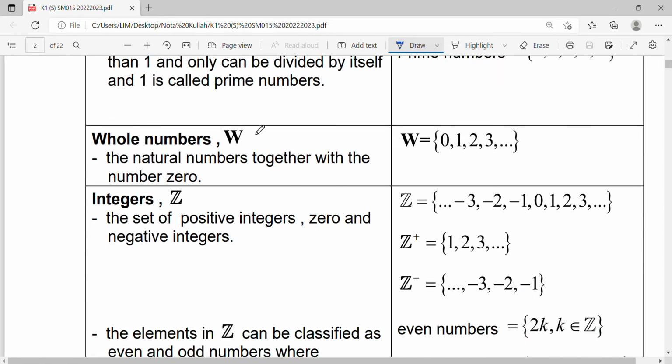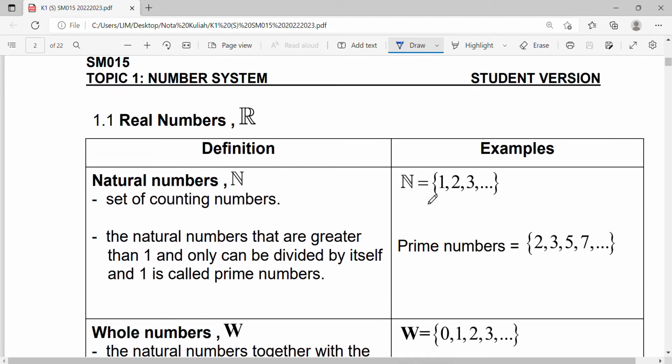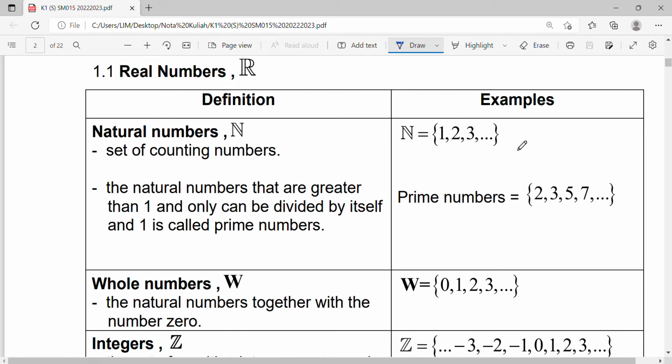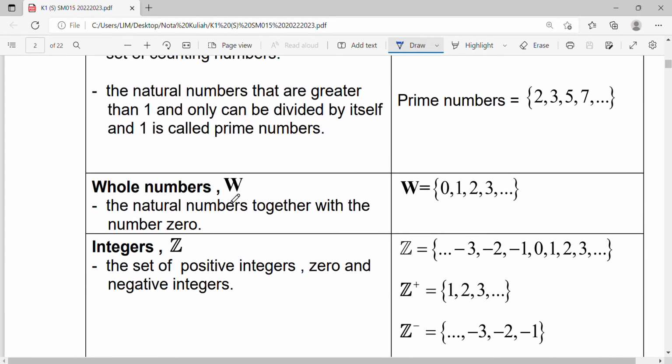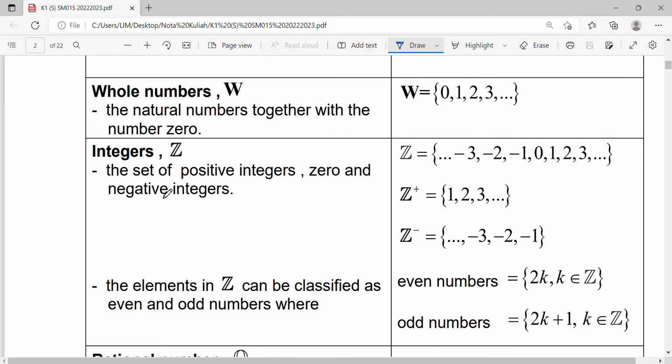Then we go for a bigger group, which is integers, denoted by Z. Coincidentally, this symbol is the same as your complex numbers. Your complex numbers are also denoted by Z, but that Z and this Z are a bit different. This Z is a double line. Alright, so integers will include your negative numbers. Start from positive numbers 1, 2, 3. When you include 0, it is whole numbers. When you include the negative part, it becomes the category of integers.